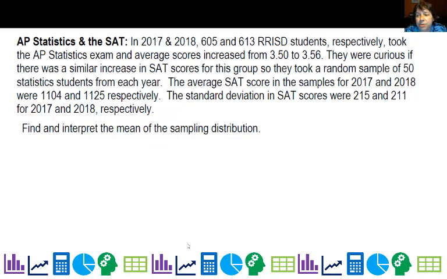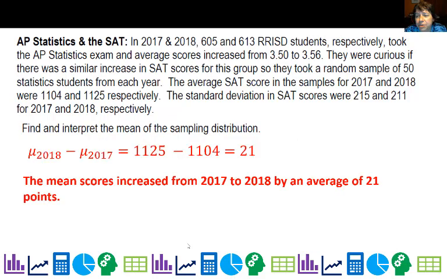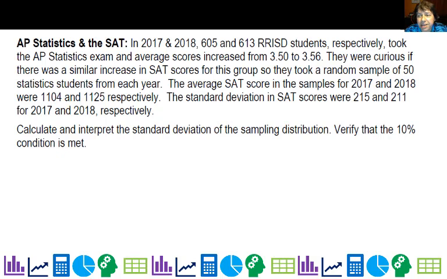Now we're going to find and interpret the mean of the sampling distribution. So we just take the difference, 1125 minus 1104. We would say the mean scores increased from 2017 to 2018 by an average of 21 points. All right, and now let's calculate and interpret the standard deviation for the sampling distribution, and we need to verify the 10% condition.